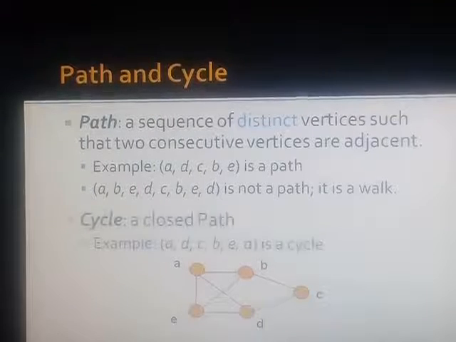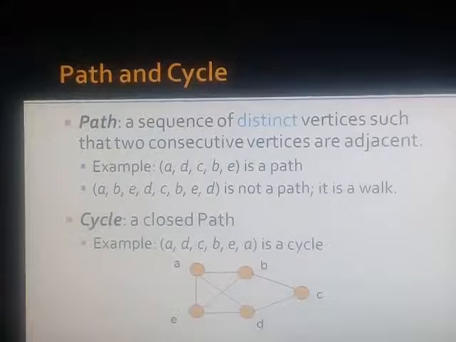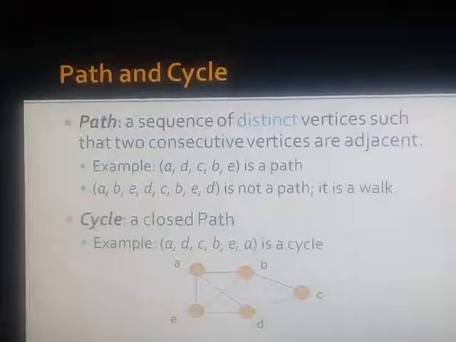Next one is a cycle. A closed path is called a cycle. For example, A, D, C, B, E, A is a cycle because the starting point and the terminal point, terminal means the end point, are the same.